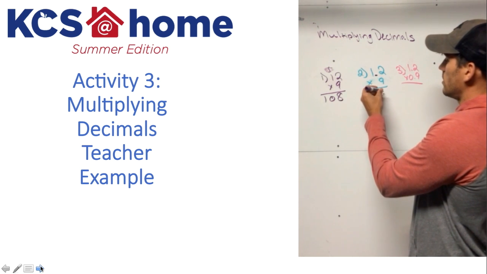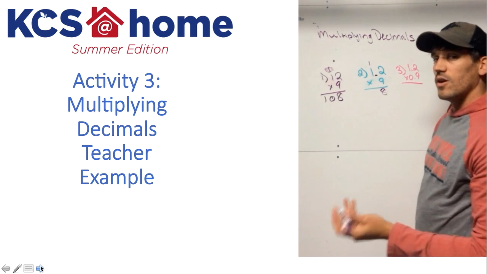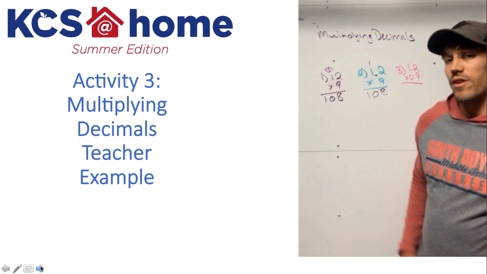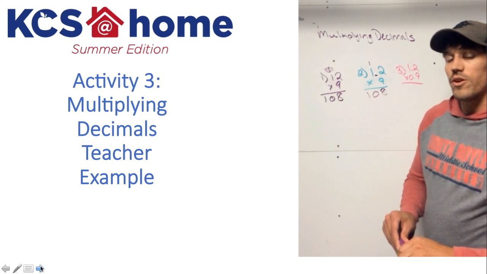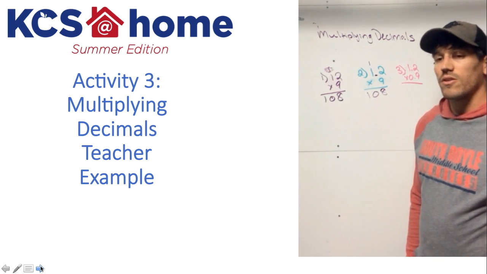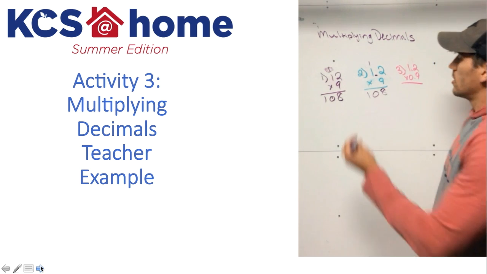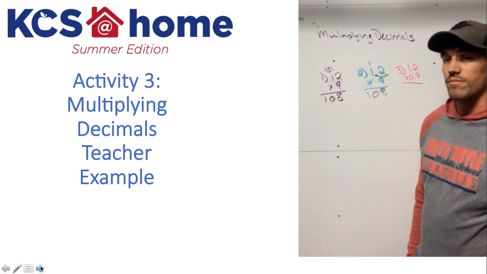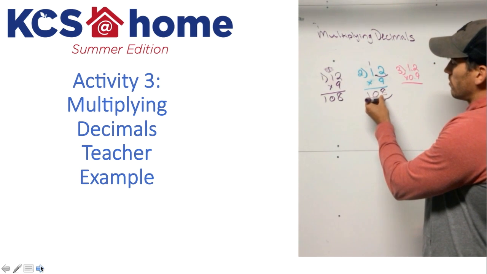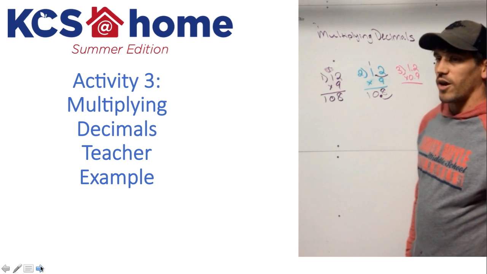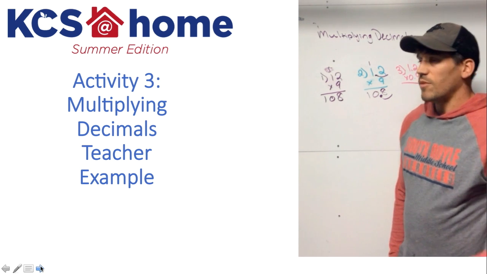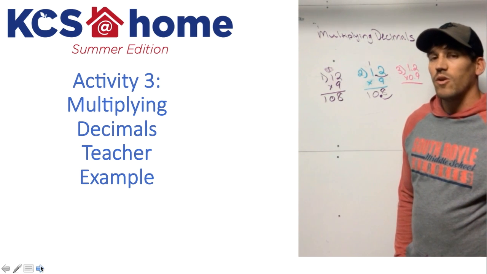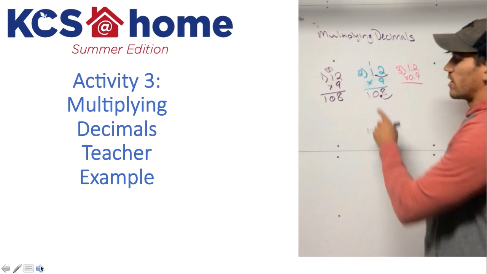2 times 9 is 18, carry the 1, 1 times 9 is 9, plus 1 is 10. Now here's where that decimal comes in handy. We're going to use that to help us figure out what our actual answer should be. Because there's one number behind the decimal place on the top, there needs to be one number behind the decimal place on the bottom. The digits are the same, but because we've really divided that one by a 10, we need to make sure our answer has been divided by a 10.